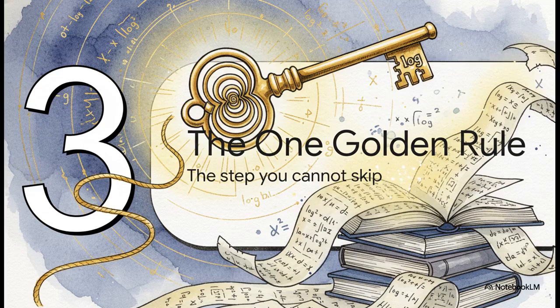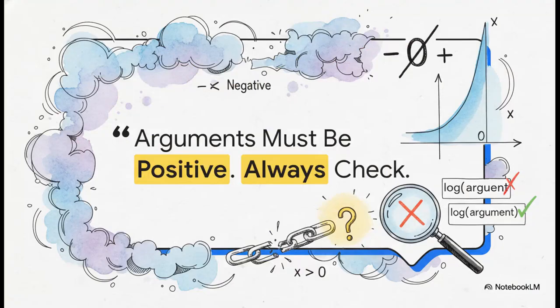Okay, before we dive in and solve anything, we have to talk about the single most important part of this whole process. This isn't a friendly suggestion, okay? This is the one golden rule that you absolutely positively can never, ever skip. And here it is, the big one. The argument of a logarithm, the expression inside the parentheses, can never, and I mean never, be 0 or a negative number. That's just a fundamental rule of math.